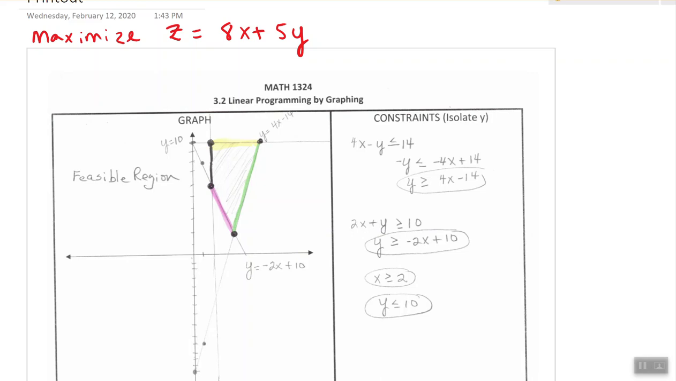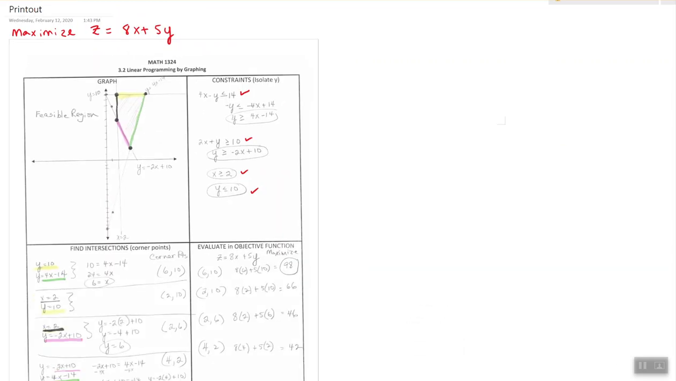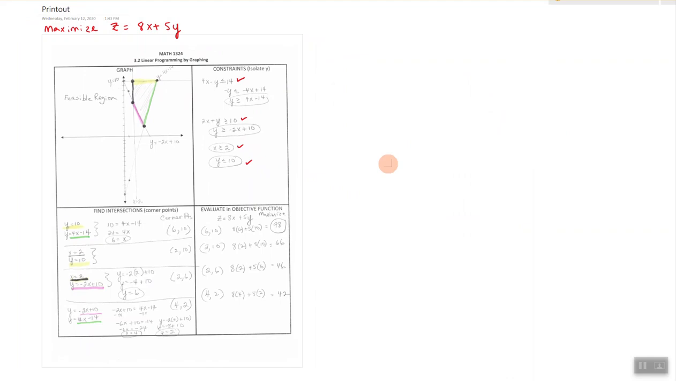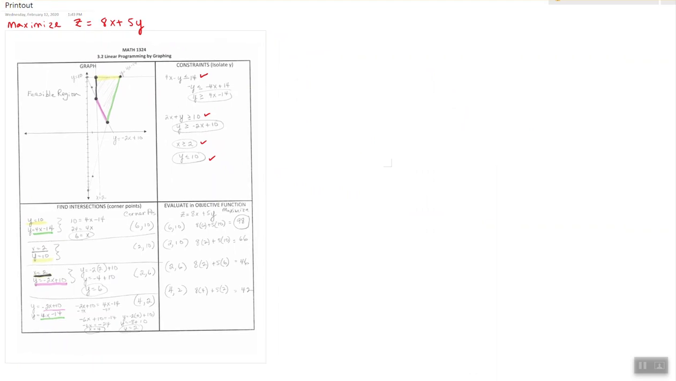This is Math 1324, a question from section 3.2. And the question would read, maximize z equals 8x plus 5y, and then it would list some constraints. This one had this, and this. So let me show you what the form looks like in its entirety. So there is the whole form already filled out. We're going to go through the parts to it, but that's what it would look like.